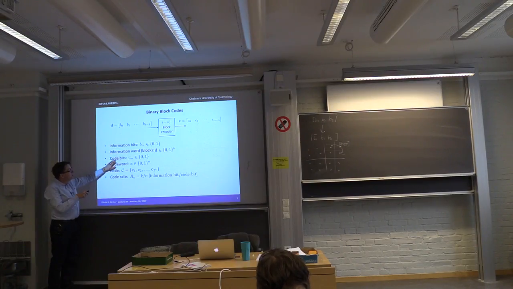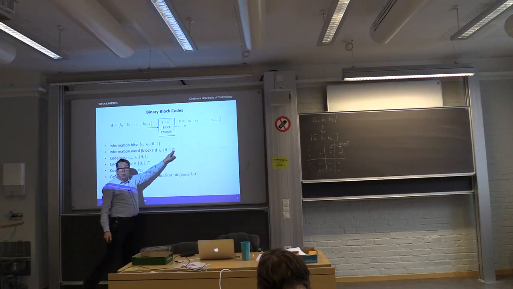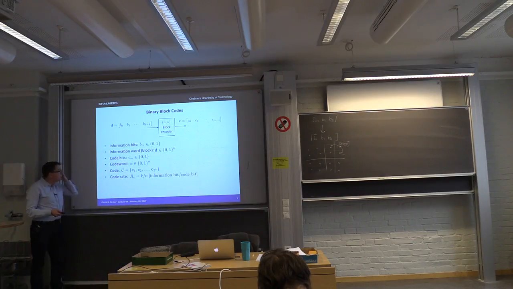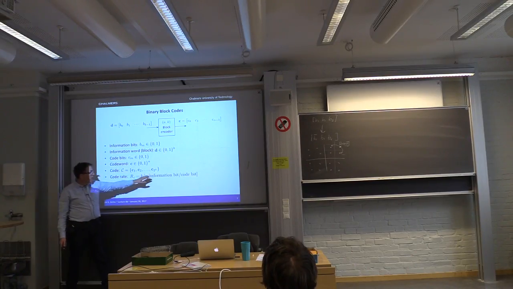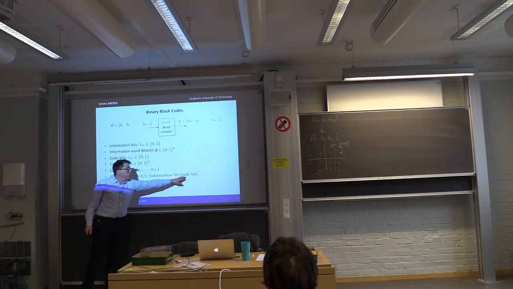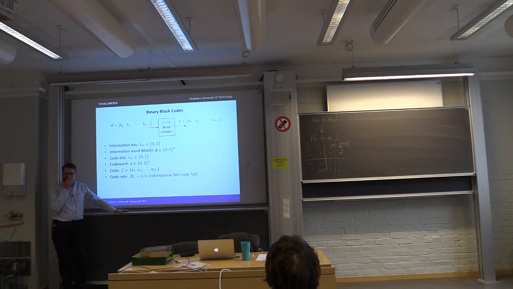The output here, the individual bits, are called code bits, and the whole block is called a code word. We see that the code word has n bits, the information word has k bits, and n is greater than k. So the code rate is the ratio between the number of input bits to the number of output bits. This is a number that specifies how many information bits there are per code bit.